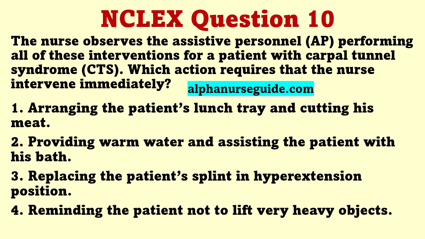The correct answer is 3, replacing the patient's splint in hyperextension position. Rationale: When a patient with CTS has a splint to immobilize the wrist, it is placed either in the neutral position or in slight extension, not hyperextension. The other interventions are correct and are within the scope of practice of an AP. APs may remind patients about elements of their care plans that have already been taught, such as avoiding heavy lifting.